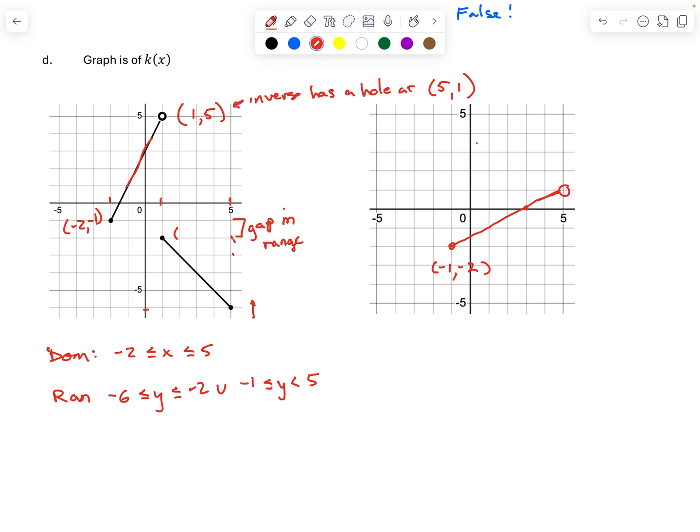Okay, and ditto. Let's see. So negative 2, 1, and then 5, negative 6. Oops, I didn't make my thingy big enough. Oh well. Negative 6, 5. I'll fake it. There's my inverse function. And is the original function 1 to 1?